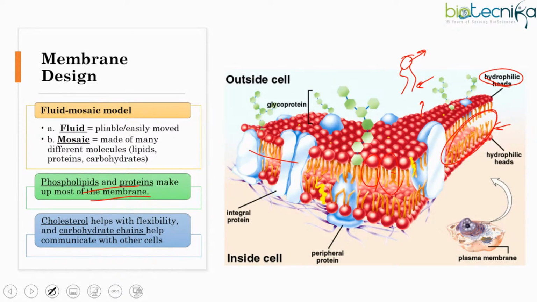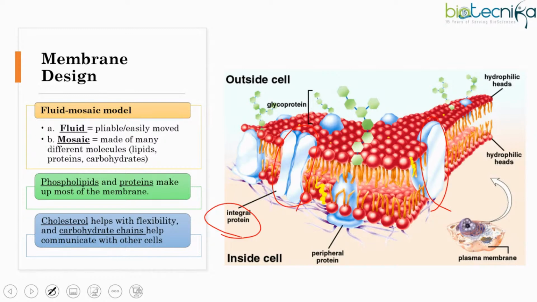And then in between you have some proteins also. Some will go across the membrane and traverse the complete membrane. Those are called integral proteins, or transmembrane proteins. Trans means they are going through the membrane. Whereas some proteins are present only on the surface. Those are called peripheral proteins, present at the periphery. Apart from this, you will have some cholesterol molecules also. They are sterol molecules which help with flexibility, and carbohydrate chains which help communicate with other cells.